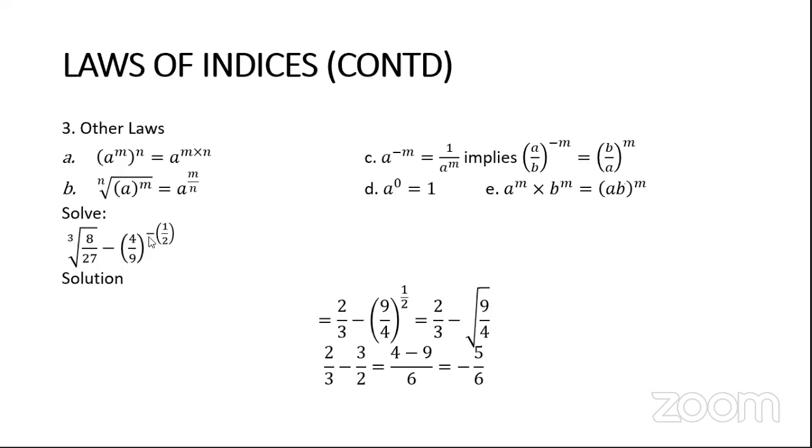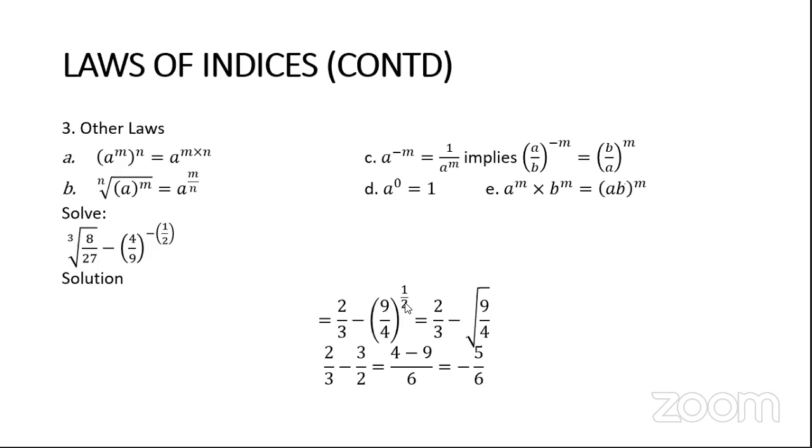Now, look at the rule that we said here. Anytime you have minus, to remove the minus, you turn whatever you have upside down. So if you turn 4 over 9 upside down, I'm going to have 9 over 4. That's why I have 9 over 4 here, 9 over 4 raised power half. So I still have 2 over 3.